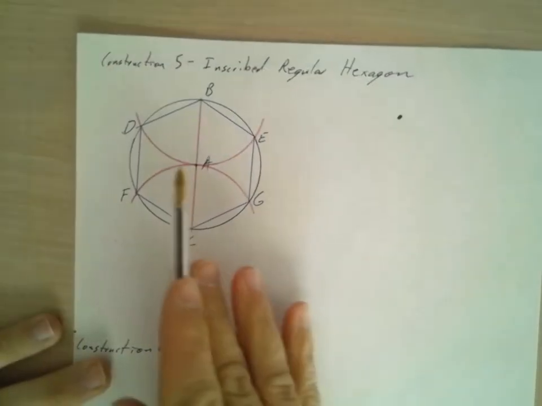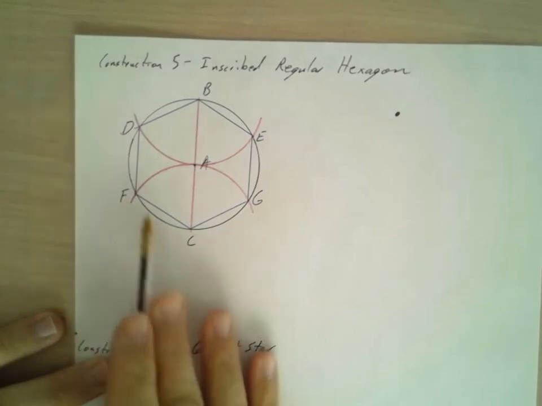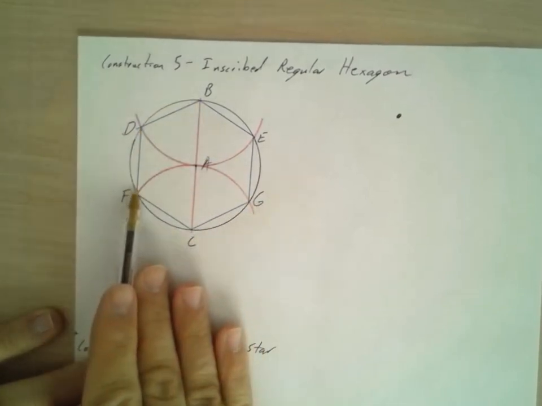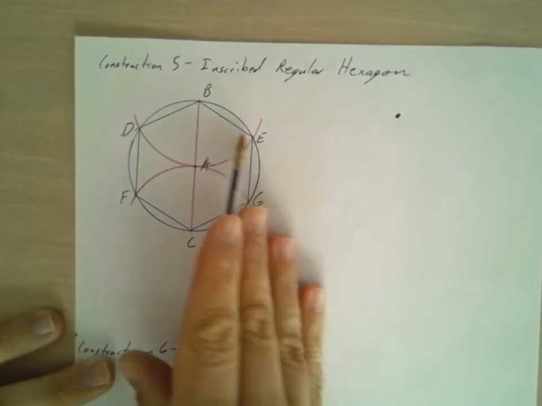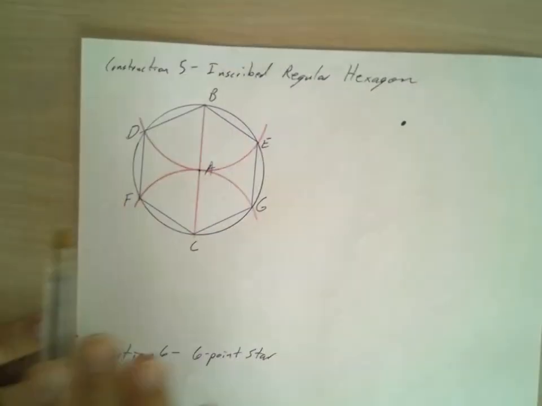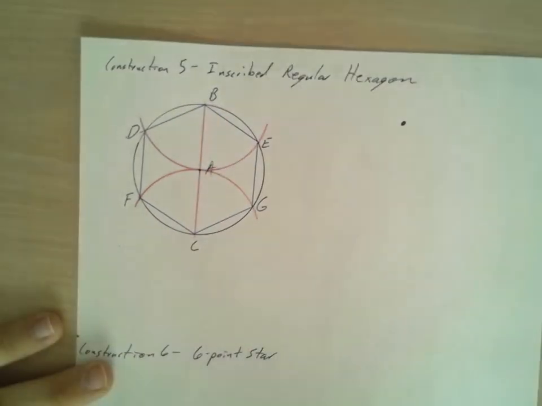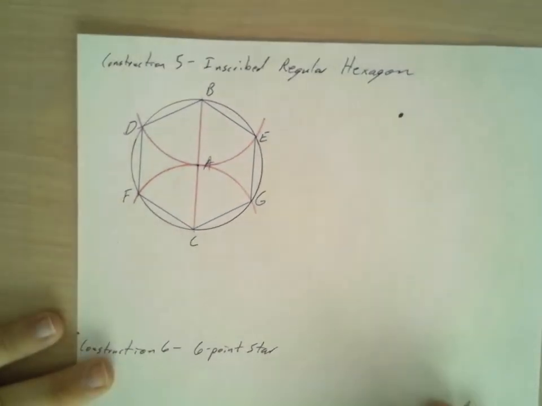And then you can see this blue line. If you're colorblind, I apologize. But this blue hexagon has been formed inside. It's inscribed because all the vertices are on the circle and all the sides are inside the circle. Alright, so that's an inscribed hexagon.